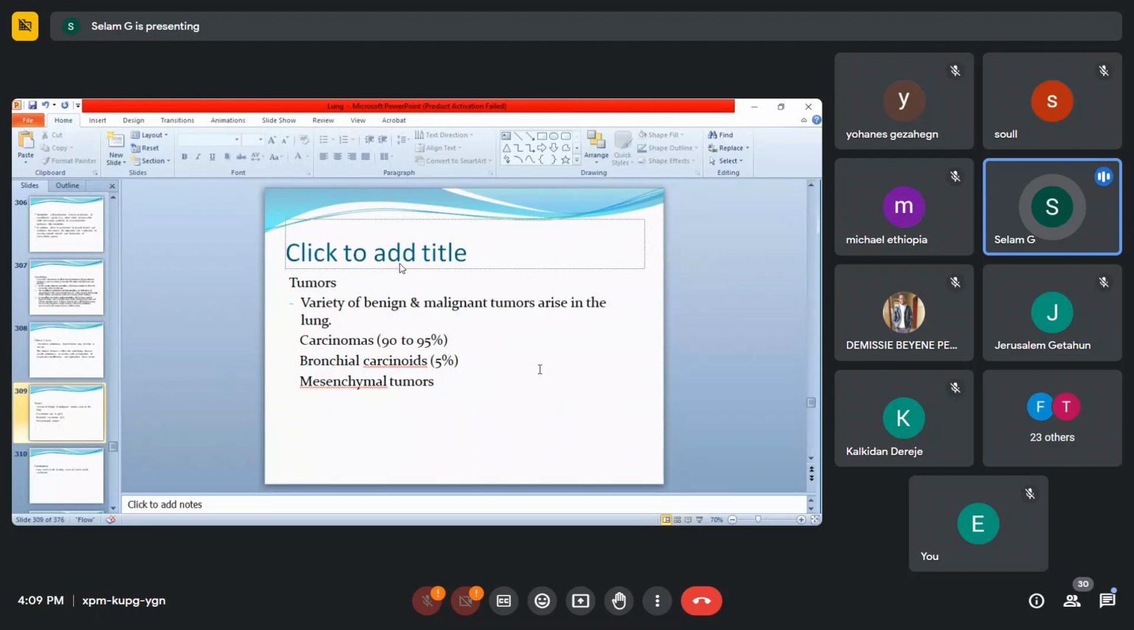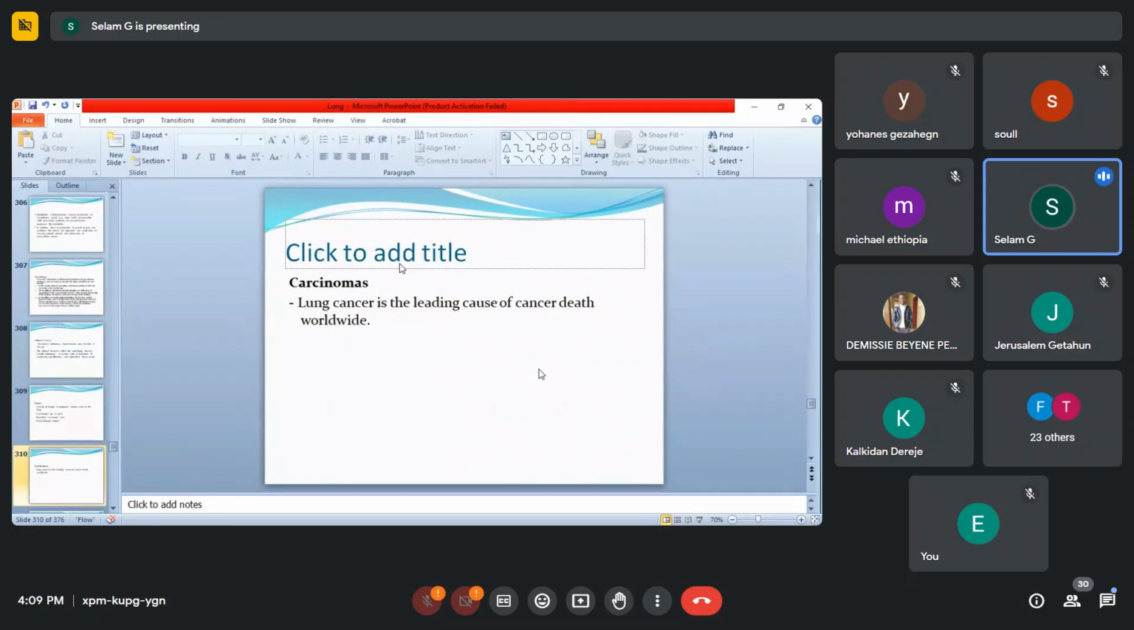So tumors in the lung: a variety of benign and malignant tumors arise in the lung. Carcinomas occur in most, about 95% of the cases. Bronchial carcinoids, currently termed neuroendocrine tumors, occur in 5%, and mesenchymal tumors also occur. Lung cancer is the leading cause of cancer deaths worldwide, especially in the West. Lung cancer is the leading cause of death in both men and women.